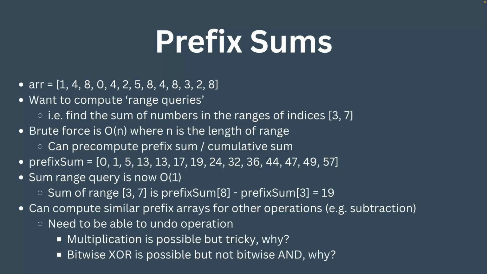So multiplication, like if you want to find the product of a range, that is possible with a prefix array, but it is tricky. Can anyone think of why that might be the case? Yes? Zeros are a pain. Yes, zeros are a pain. So we can undo multiplication, that's division, but zeros, they don't like division.